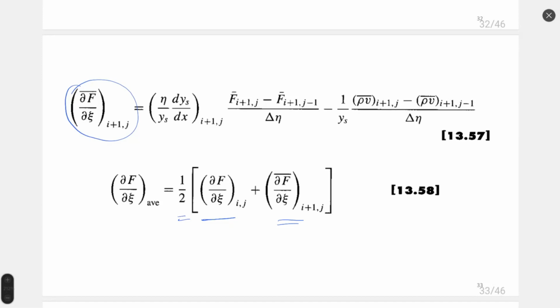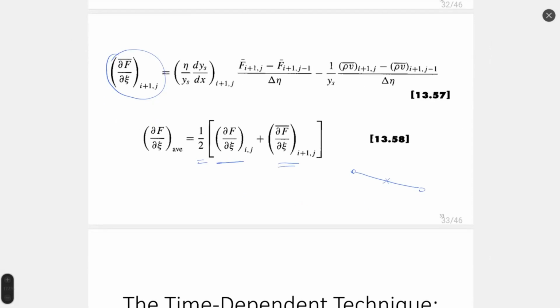Average is always good. For example, having 2 points, which point is more correct? Something that happens in the middle. These 2 points are the same points in space. They are not different points in space, the same points in space. So between the same points, in the same space, we have better accuracy, a second order approximation, if we calculate in this way.